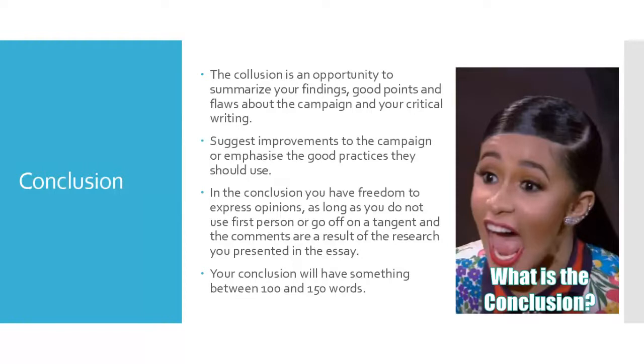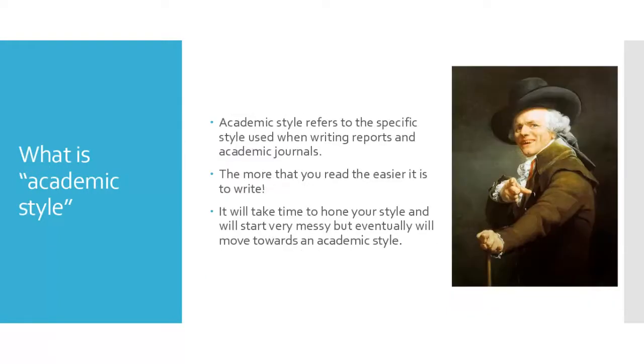Finally, your conclusion. So the conclusion is an opportunity for you to summarize your findings. What are the good points, what are the flaws about the campaign, and your critical writing. So what did you not cover that you should have covered, etc. Suggest improvements to the campaign or emphasize the good practices that they should use. In the conclusion, you do have a little bit more freedom to talk about your opinions, as long as you don't use first person or go off on a tangent or off topic. Then you're free to talk about whatever you want. The conclusion is 10% of your word count, so it should be between 100 to 150 words.